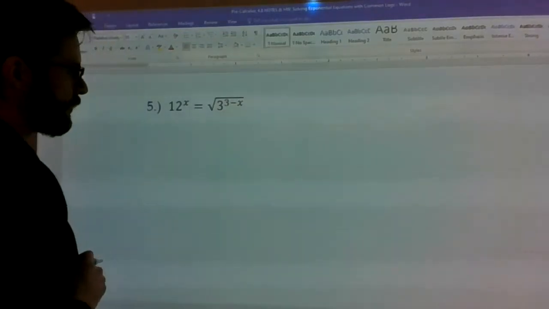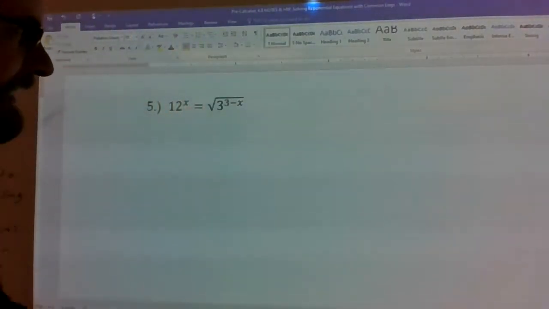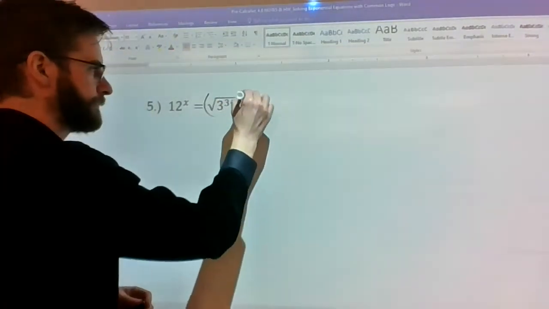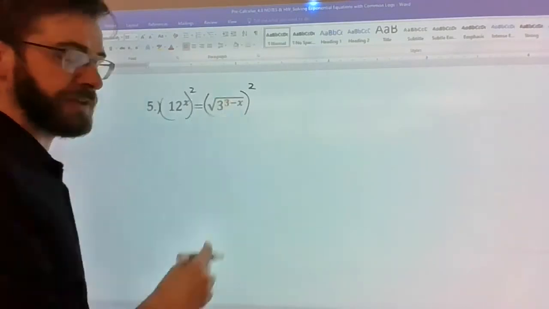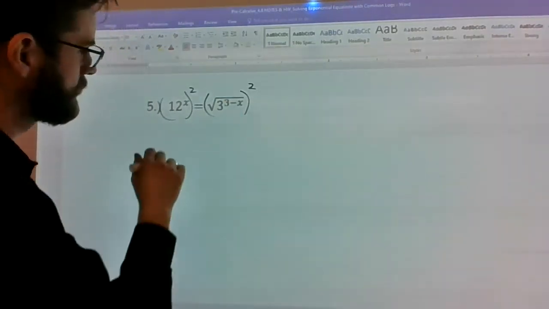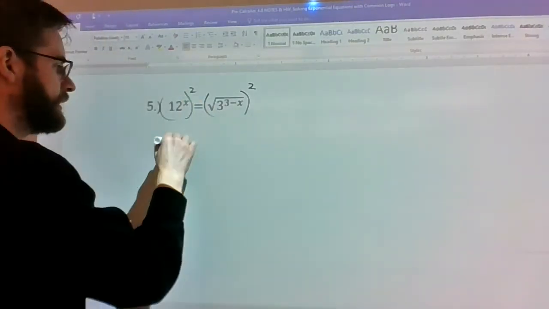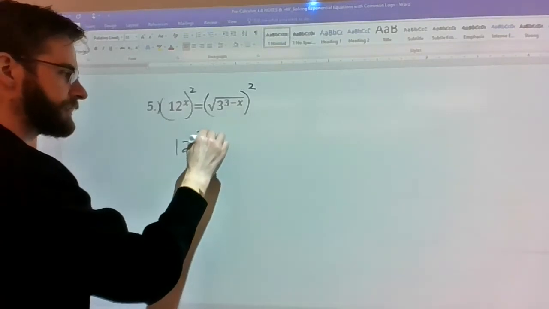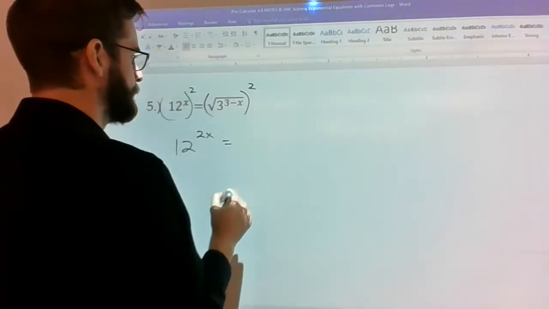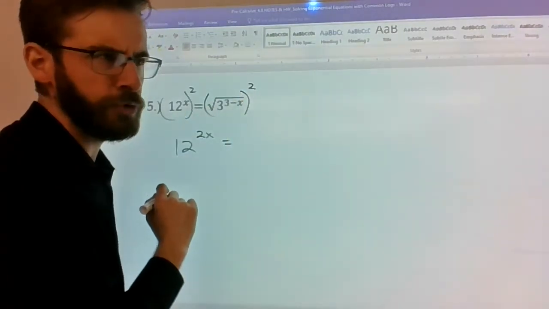All right, so if you see a square root, you got a couple different options. If I wanted to get rid of the square root, I could square both sides, right? That seems like a pretty simple option. And you got to remember your rules of exponents. A power to a power means multiply the two little exponents. So this is now 12 to the 2x, not 12 to the x squared. The root has now been neutralized.